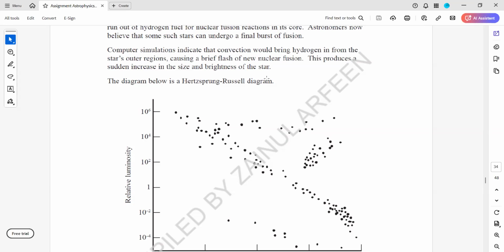So what is Y here? Because it will be a red giant. So this is a red giant. Why do we label it here?